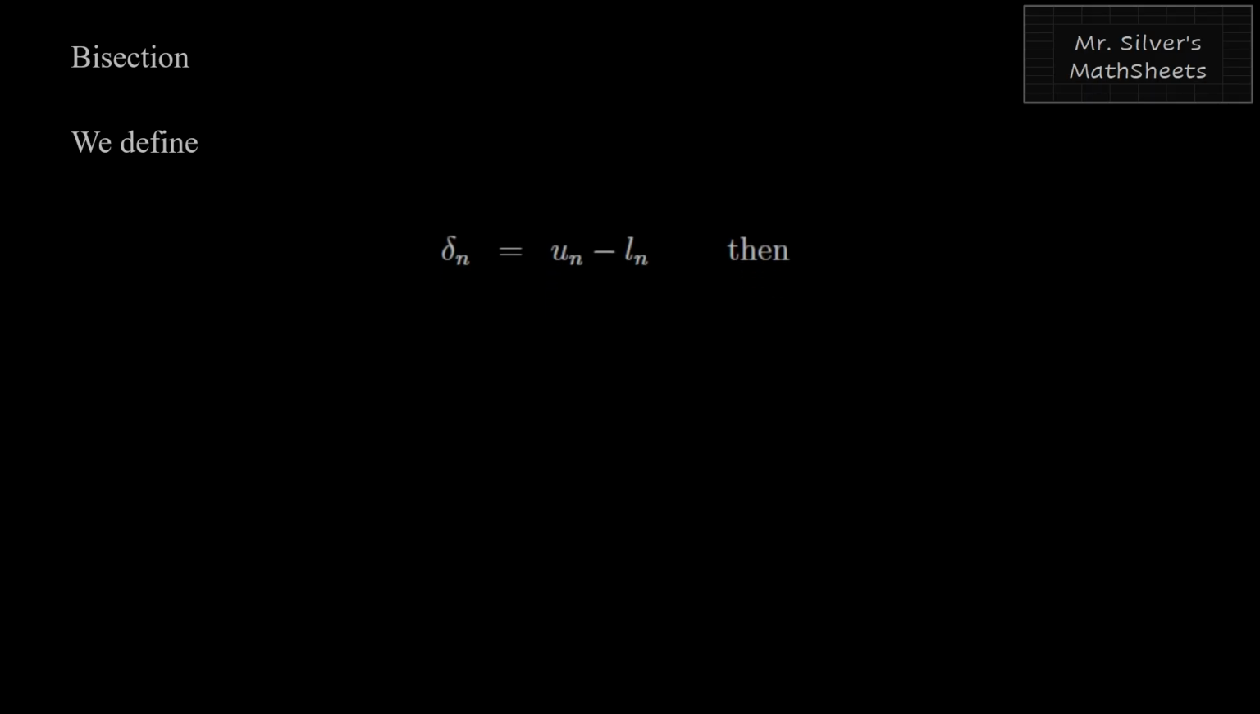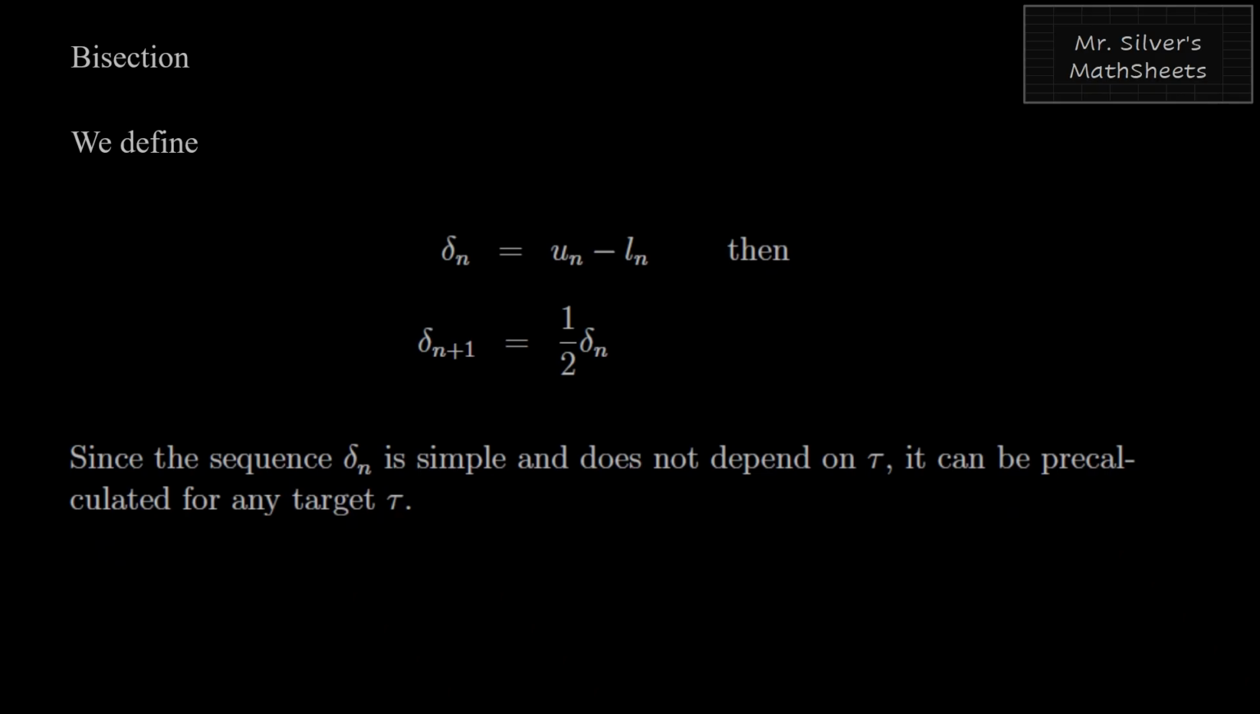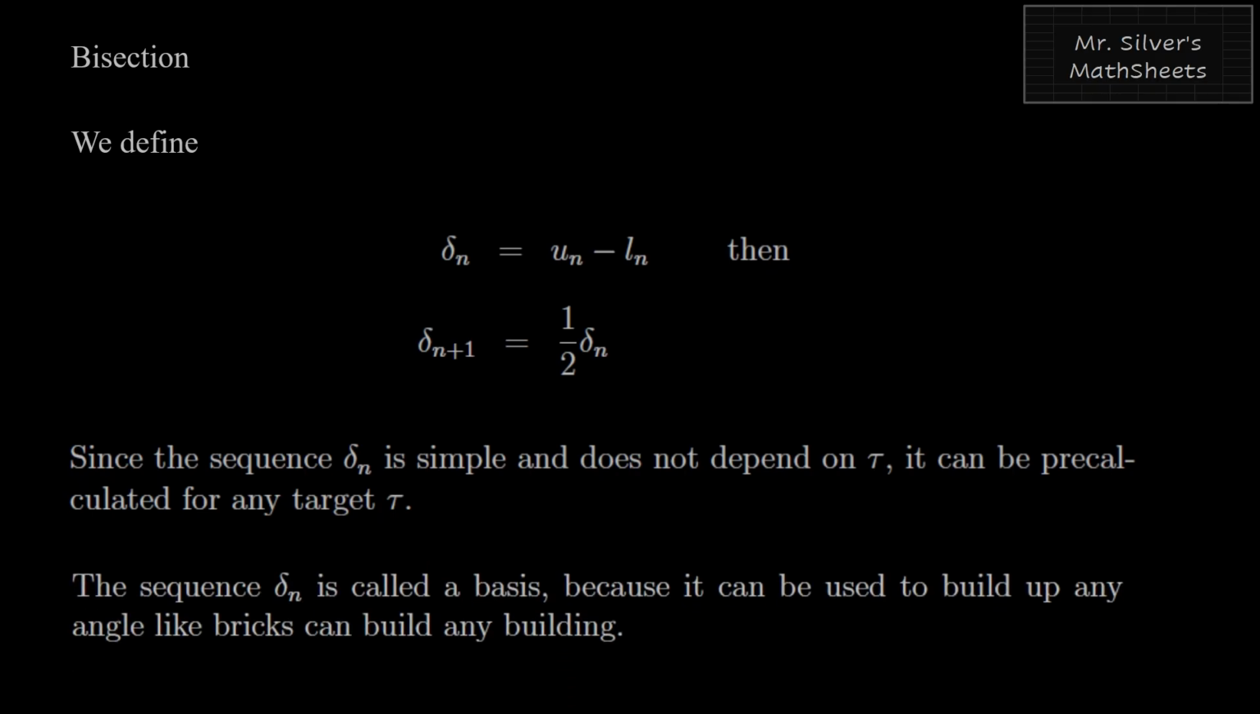So we'll define a new variable, delta n, to be the difference between the upper limit and the lower limit. Delta n always shrinks by exactly 1/2 each iteration. That's important because delta n is simple. It doesn't depend on the target tau, and it can be pre-calculated. This sequence delta n is called a basis, because it can be used to build up any angle, like bricks can build any building.